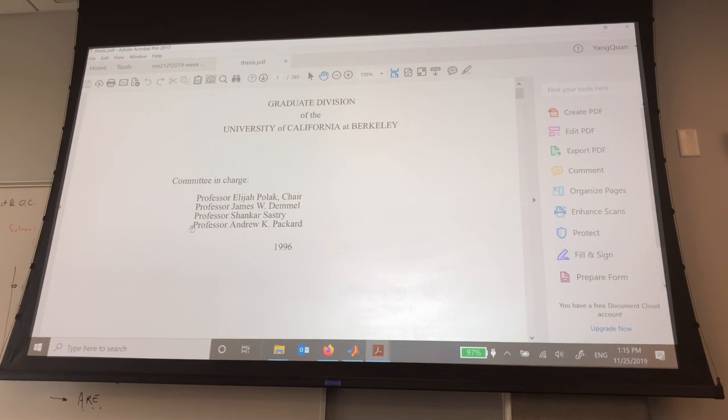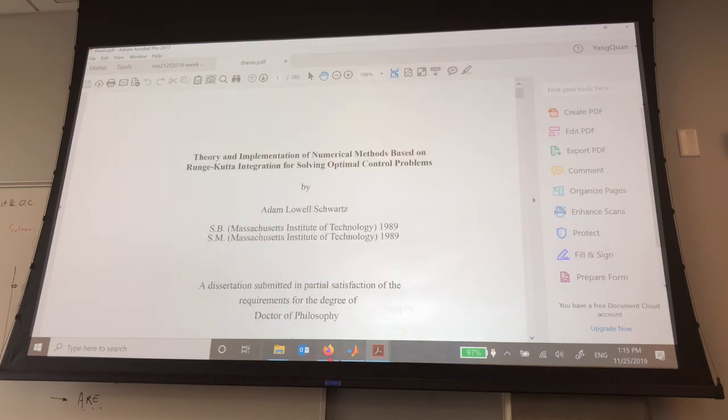I just heard the news a few months ago that Andrew Packard died. He's one of the pioneers in robust control. He is probably a co-author of the robust control toolbox. It's too bad. I met him in person a few times. Shankar Sastry is still the dean of the School of Engineering at UC Berkeley. I don't know this second one. The first one, Elijah Polak, is a famous numerical analyst in the EECS department.